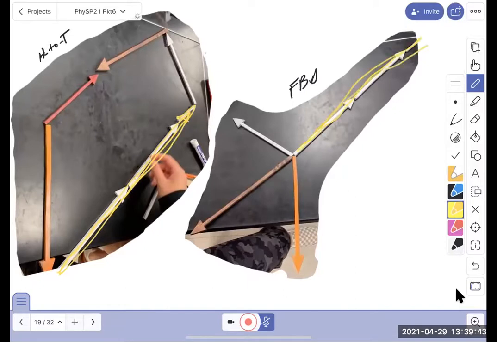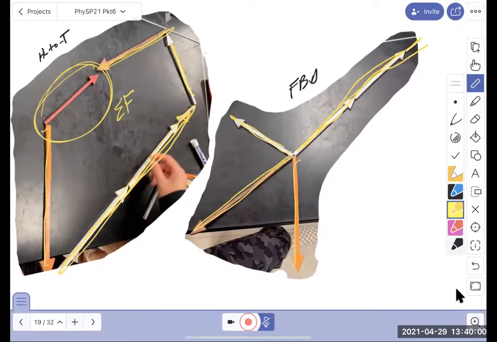mg is down. That's good. There's the back force. There's the drag. There's the force of lift. Notice that that one is gone. And this one is summation of forces. You don't show summation of forces on a free body diagram. Not that it's really wrong, it's just not necessary. It just gets in your way.